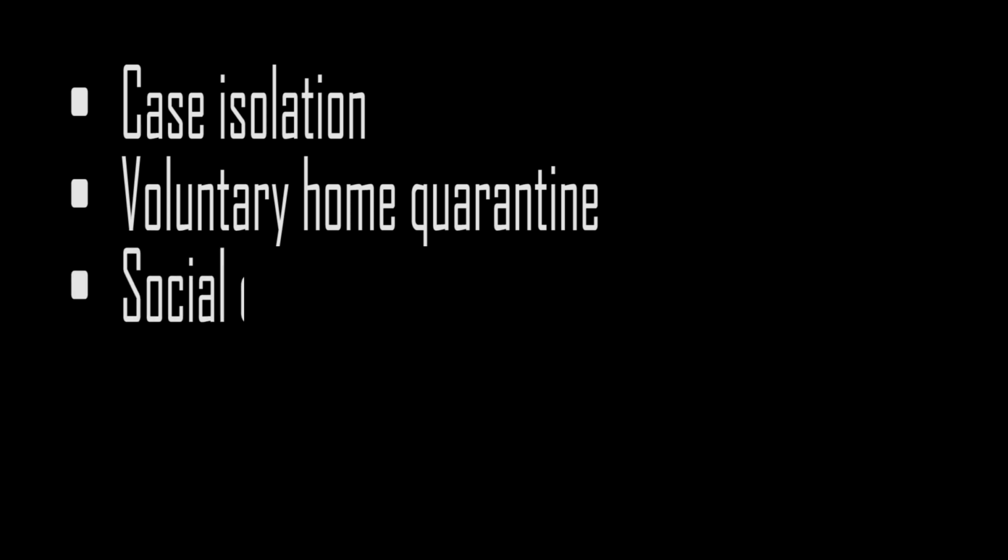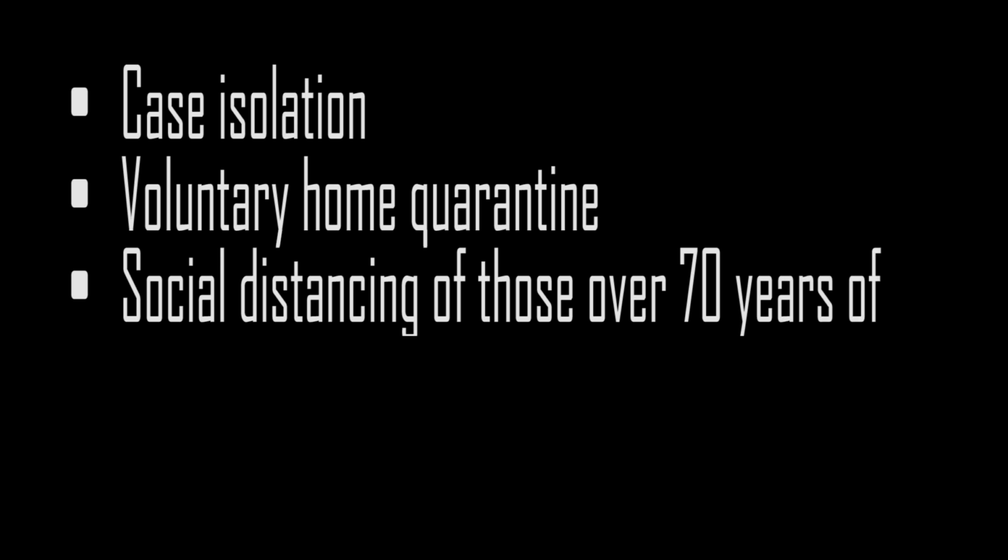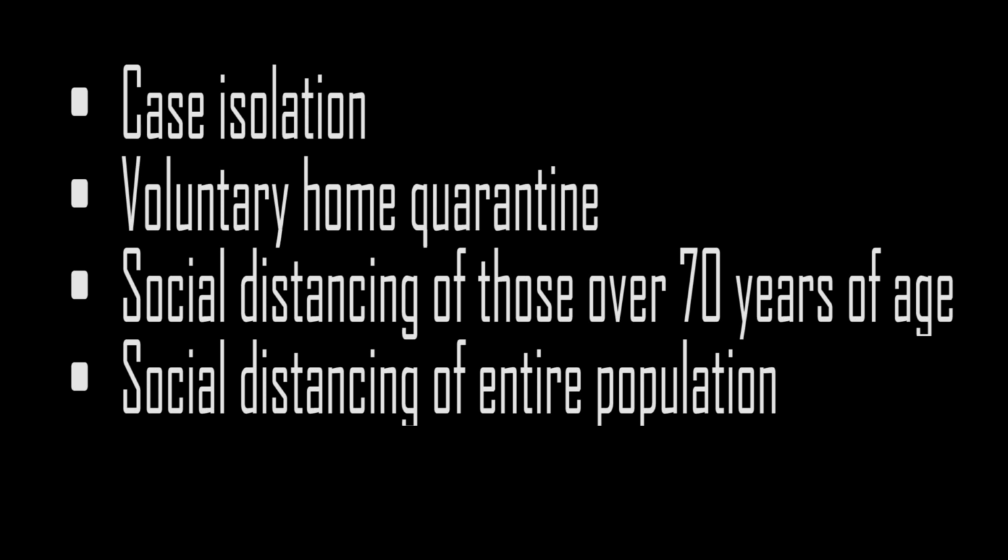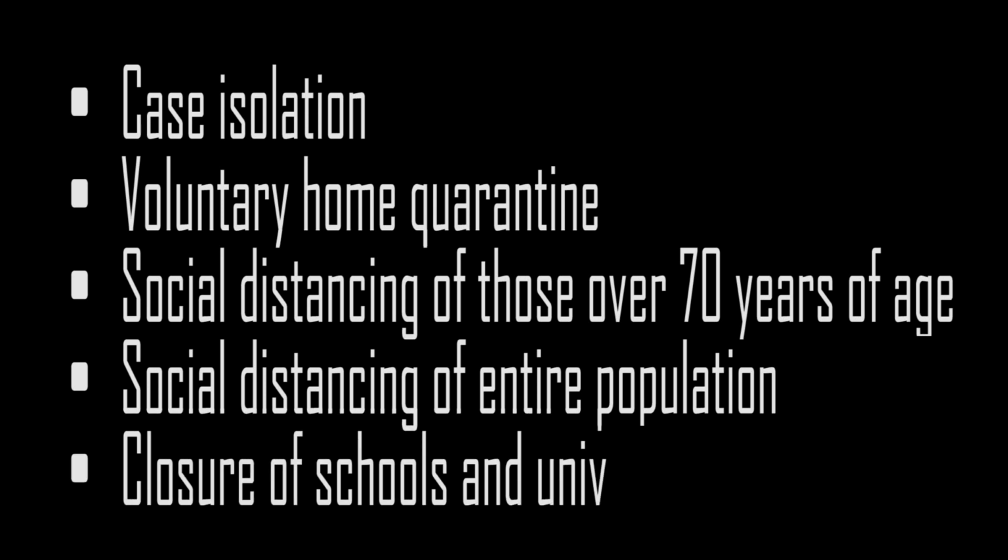There are 5 NPI scenarios which can help us to achieve our goals against COVID-19. Number 1. Case isolation. Symptomatic cases stay at home for 7 days. Number 2. Voluntary home quarantine. By identifying a symptomatic case, other members of the household must stay at home for 14 days. Number 3. Social distancing of those over 70 years of age. Number 4. Social distancing of the entire population. And number 5. Closure of all schools and universities.